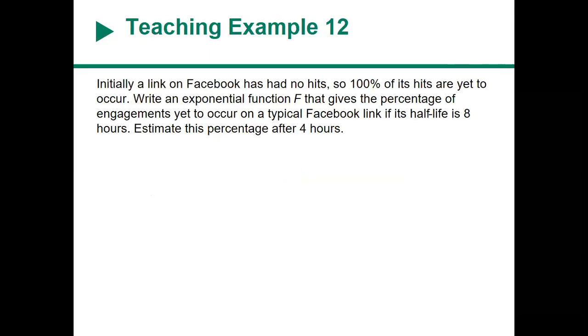Okay. So we're going to talk about how it looks. Initially, a link on Facebook has had no hits, so 100% of its hits are yet to occur. Make sense? It wants us to write an exponential function f that gives the percentage of engagement yet to occur on a typical Facebook link if its half-life is 8 hours. Estimate this percentage after 4 hours.